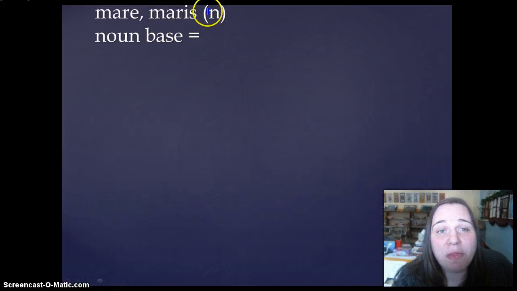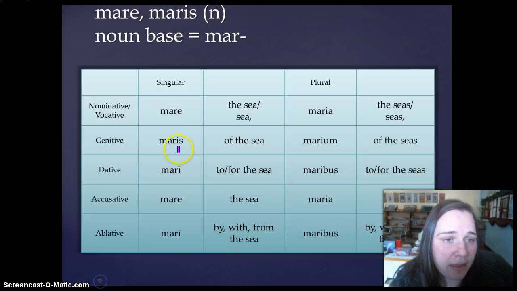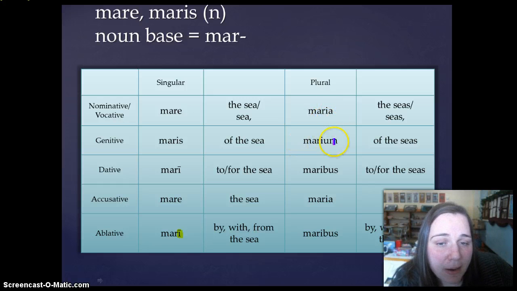Now, this neuter I stem, mare, maris, which we know is an I stem because it's neuter and ends in an E. If we remove the IS from the genitive form, our noun base is going to be mar. And in the singular, mare, maris, mari, mare, remember the neuter law, ladies. Whatever the form is in the nominative is going to be the same in the accusative. And then notice this difference with the long I in the ablative. So mare, maris, mari, mare, mari. And then in the plural, maria, with the I, marium, maribus, maria, maribus.